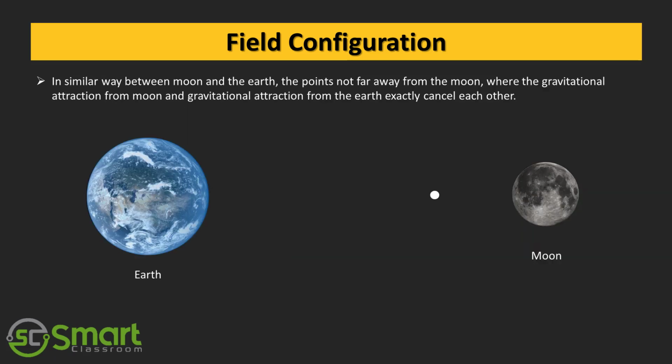In a similar way, between the moon and the earth, there is a point not far away from the moon where the gravitational attraction from the moon and the gravitational attraction from the earth exactly cancel each other.